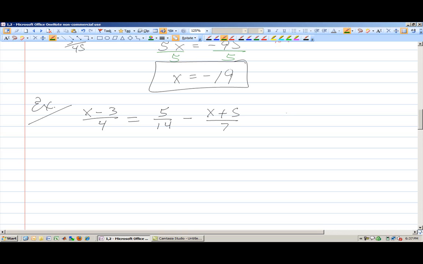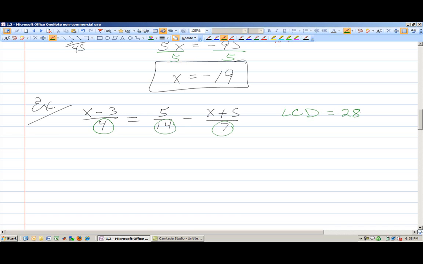So remember, the first step is to find the LCD. Look at the bottom numbers on each one. Well, what's my LCD? It's 28.